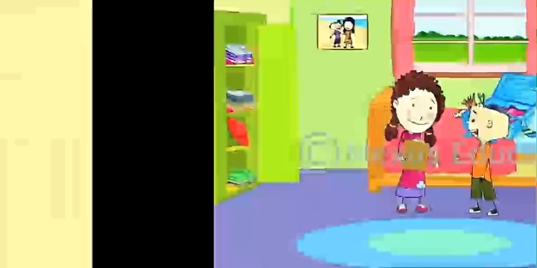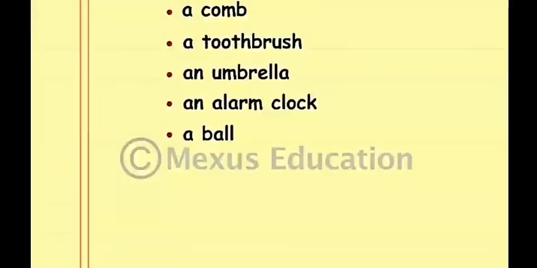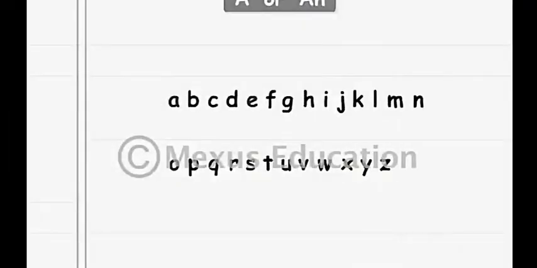More than this, like some words are here: a comb, a toothbrush, an umbrella, an alarm clock, a ball. See, I have used a comb, a toothbrush, an umbrella, an alarm clock, a ball. Somewhere I used a and somewhere I used an. Why is it so? For this, you must know where and when I will use a and an.